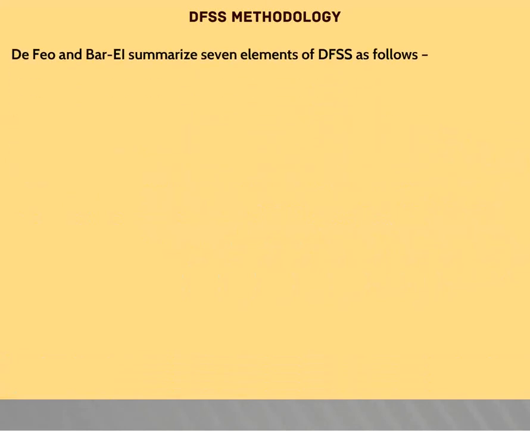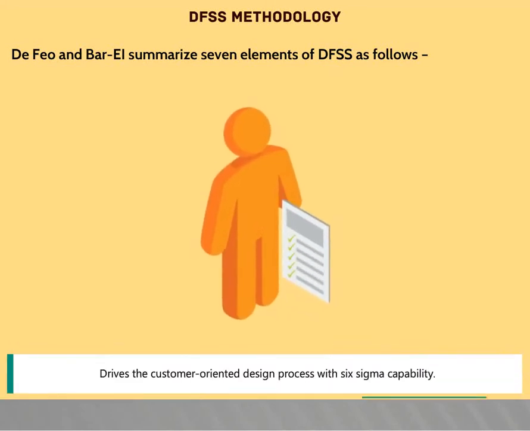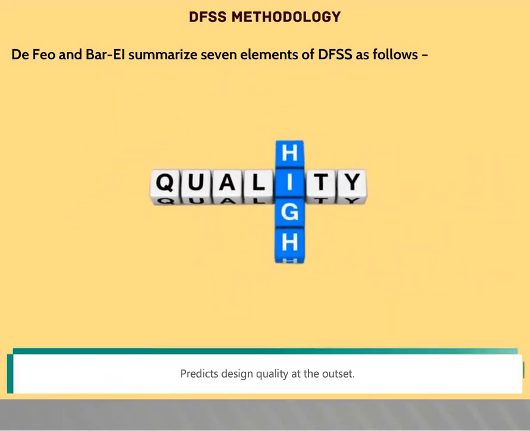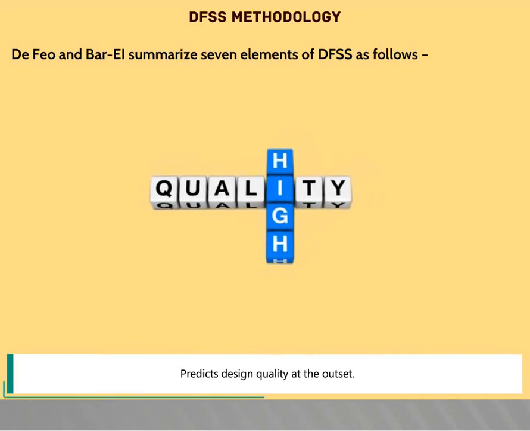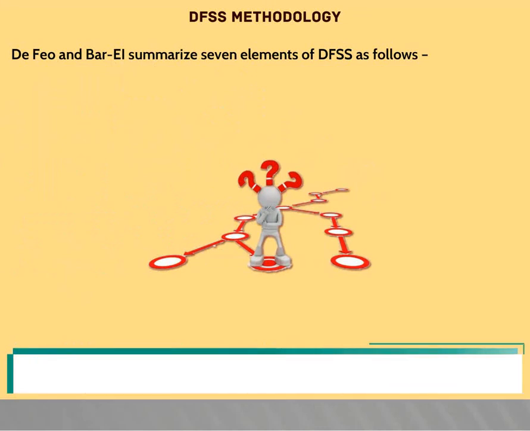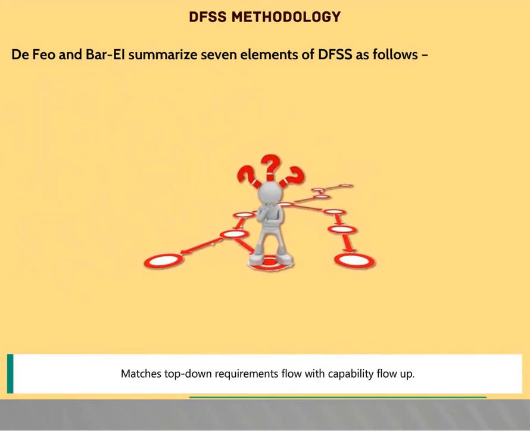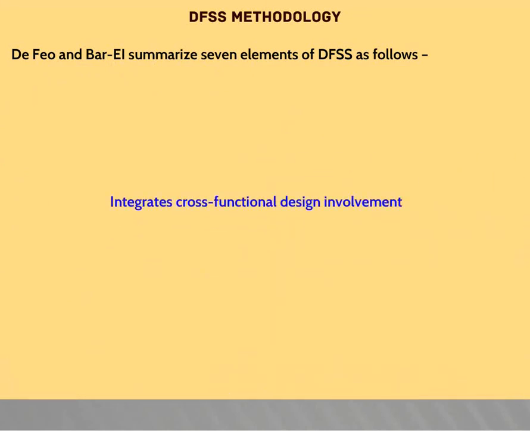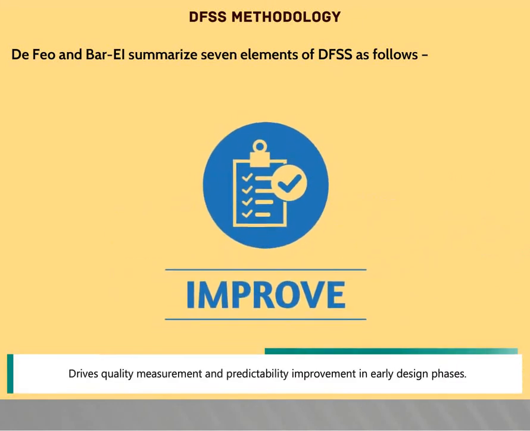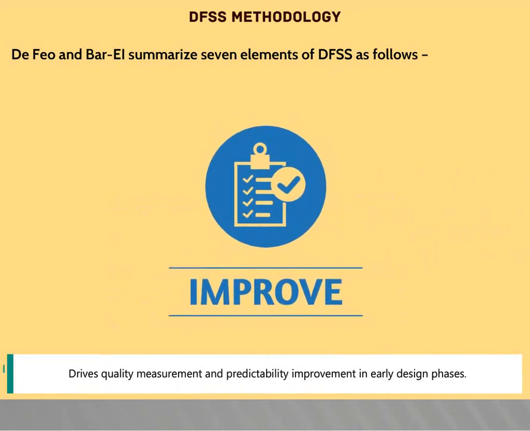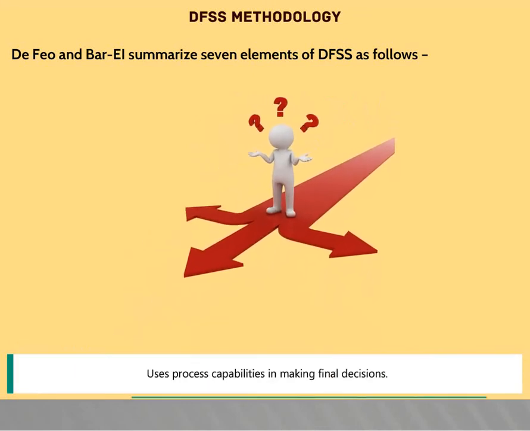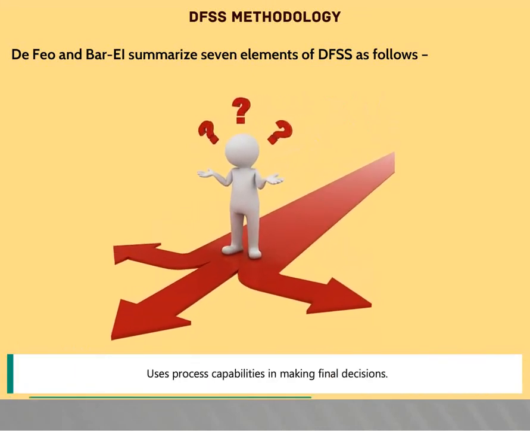DFIO and BAR EI summarize seven elements of DFSS as follows. Drives the customer-oriented design process with Six Sigma capability. Predicts design quality at the outset. Matches top-down requirements flow with capability flow up. Integrates cross-functional design involvement. Drives quality measurement and predictability improvement in early design phases. Uses process capabilities in making final decisions.